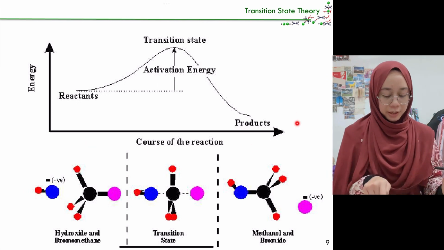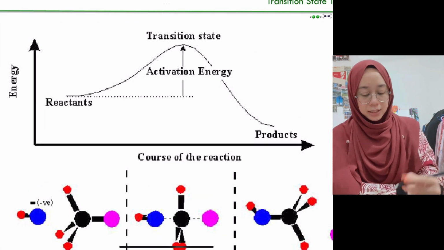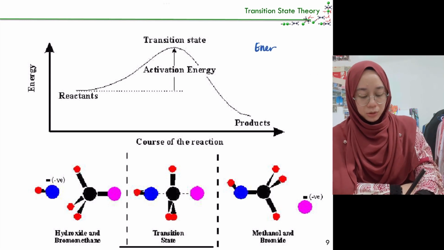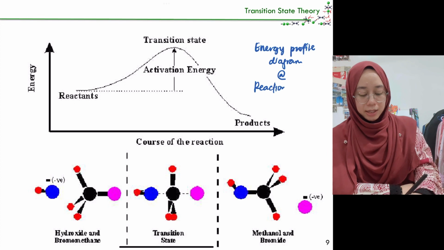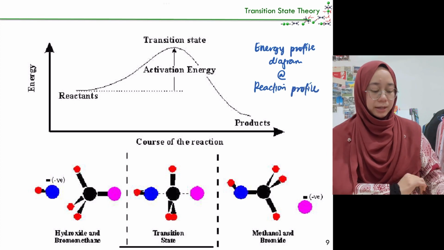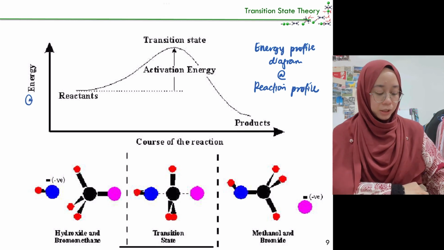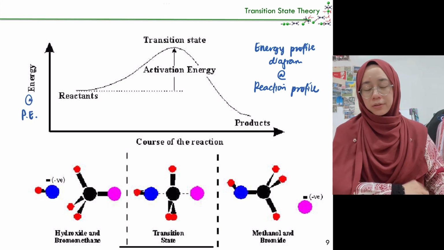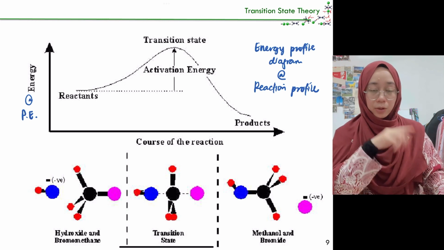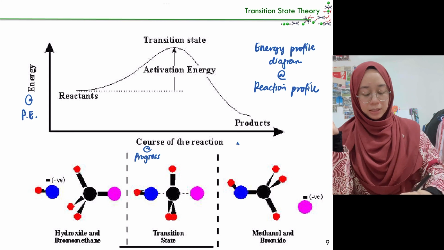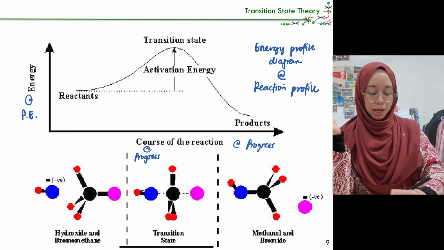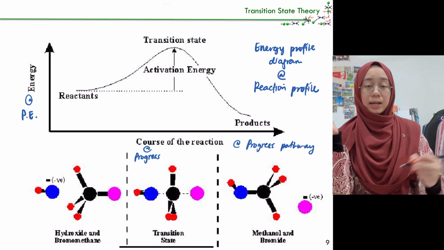Okay kelas, so yang ni, this diagram dekat atas ni is what we call as the energy profile diagram. Sometimes it is also called as reaction diagram, reaction profile diagram. Okay, reaction profile. So dekat sebelah kiri, the y-axis, kita ada energy ataupun kadang-kadang kita panggil ni sebagai potential energy. So most of the time kamu akan nampak dia sebagai potential energy. And dekat bawah tu pula x-axis kita panggil sebagai course of reaction, ataupun kita boleh guna progress of the reaction, ataupun progress pathway. Okay, so ada banyak nama lah untuk Y dengan X-axis kat sini.